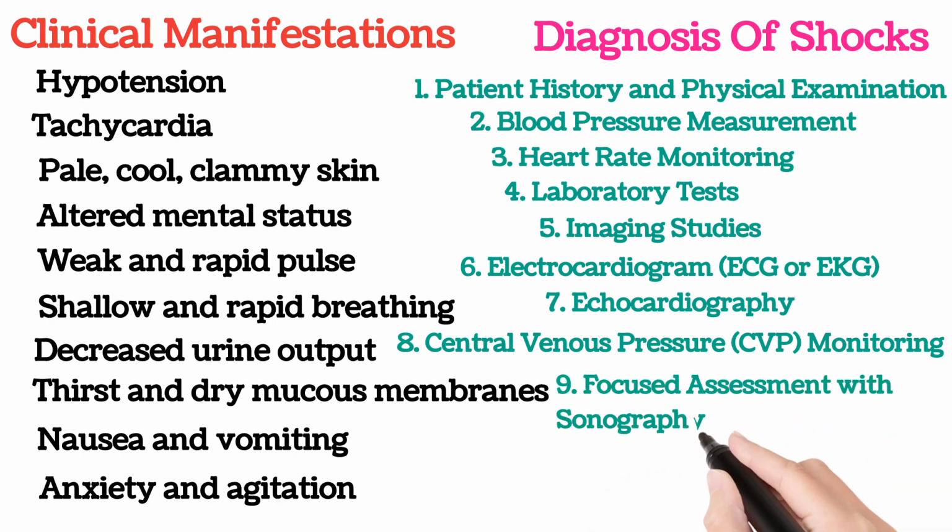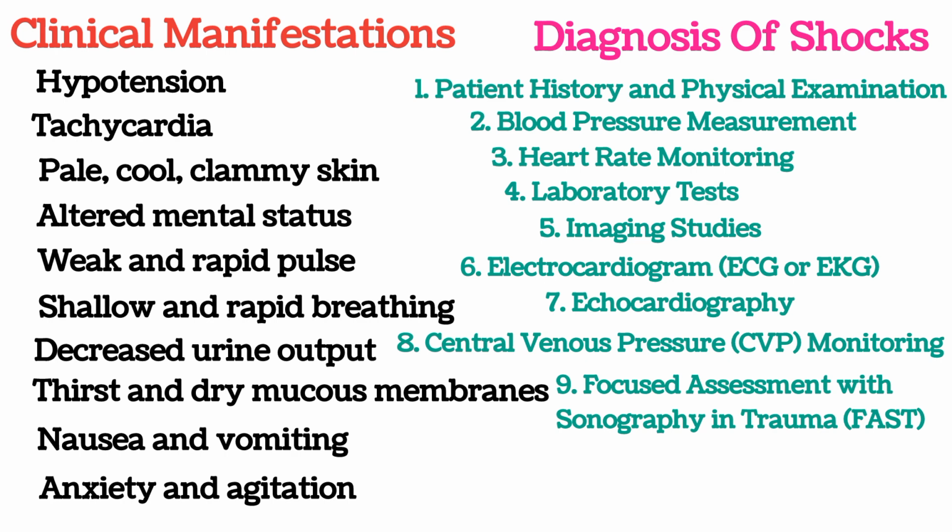9. Focused assessment with sonography in trauma, FAST. This ultrasound-based assessment helps identify fluid in the abdominal or thoracic cavities, which may indicate hypovolemic shock. 10. Lactate levels. Elevated lactate levels in the blood can indicate inadequate tissue perfusion and are often used as a marker of shock severity. The specific diagnostic approach may vary based on the suspected type of shock in the clinical context. Rapid and accurate diagnosis is crucial for timely intervention and improving patient outcomes.